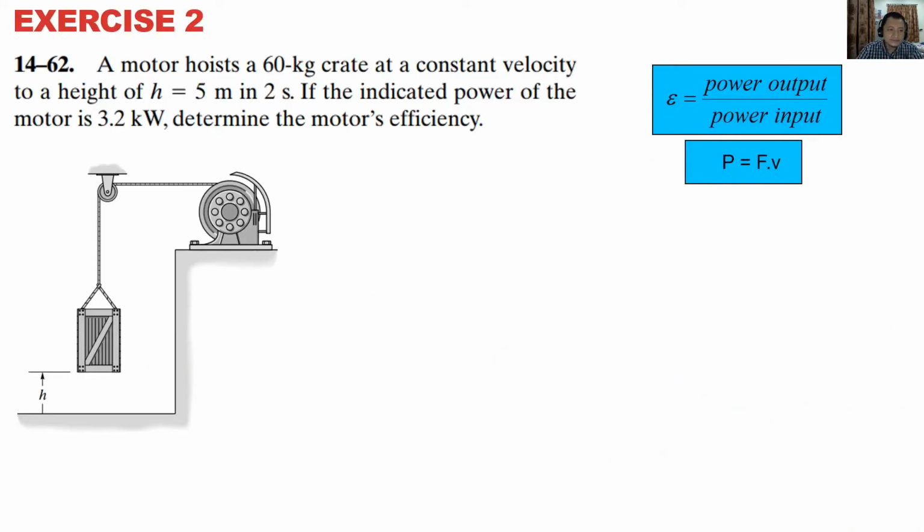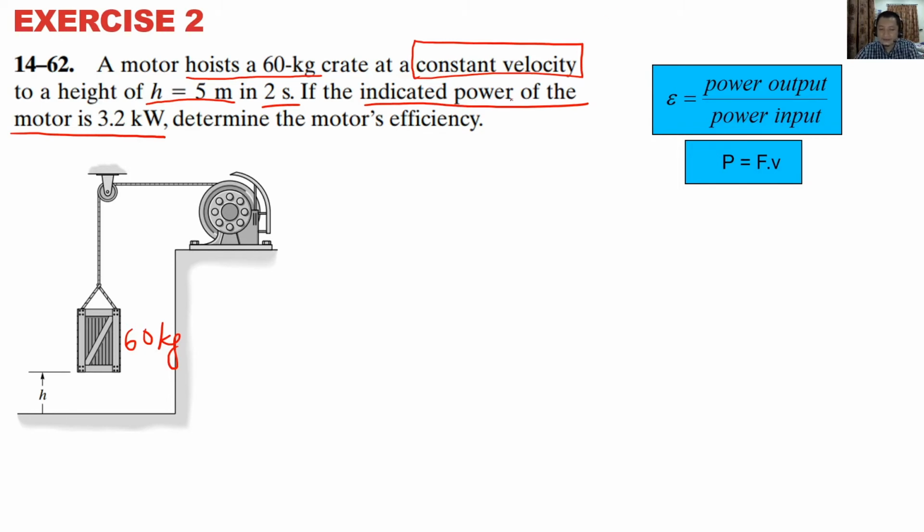Alright, so now let's take a look at something more simple, I suppose. This is way simpler than the previous one. A motor hoists a 60 kilogram crate at a constant velocity. This is very key lah. This one weighs 60 kilo to a height of 5 meter in 2 seconds. The indicated power of the motor is 3.2 kilowatt.